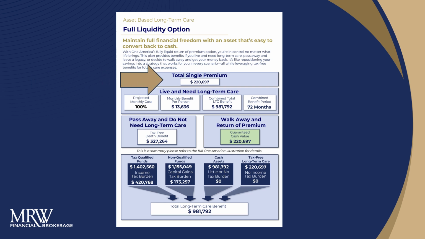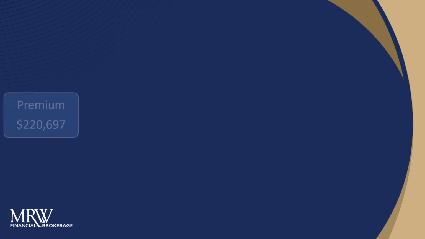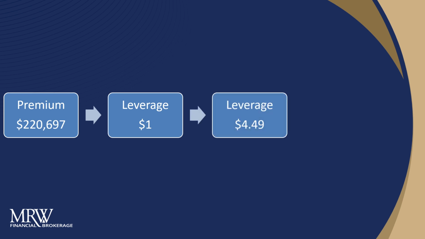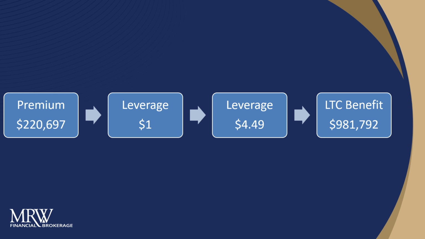Now, what is this $220,697 doing for us? One, it's staying completely liquid, so it's not really costing us that. It's costing us the interest we would have earned on it. And we're turning it into $981,792 for long-term care. Now, this is all about creating leverage, so let's think about this. If we have $220,697 in premium, essentially for every dollar we put in, it's doing the work of $4.49 to equal $981,792. So that's where we're talking about that 75% discount earlier.